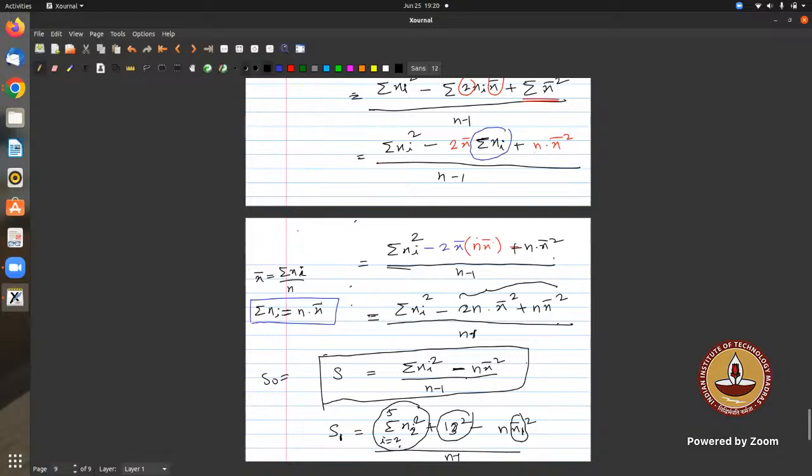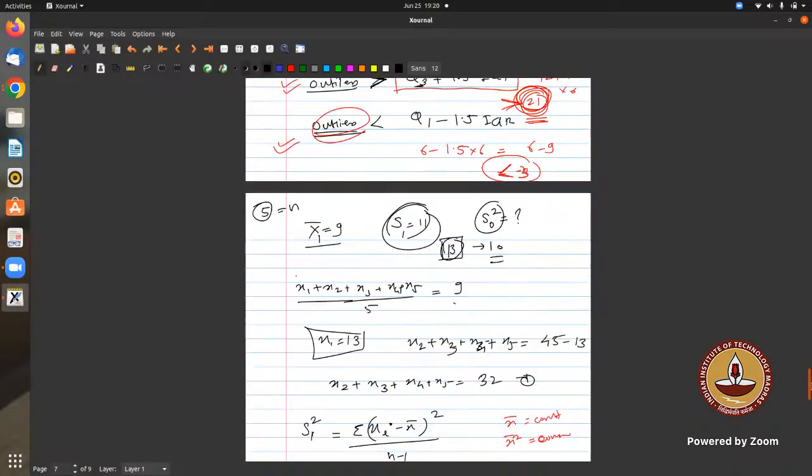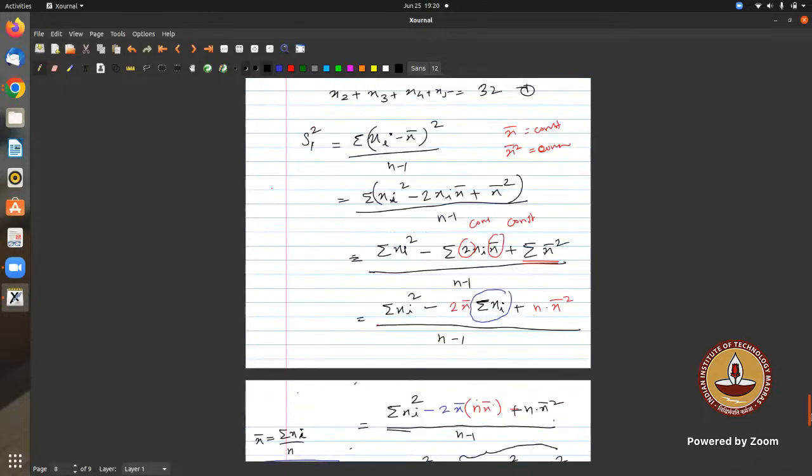Since it is a graded assignment problem, I'm not going to answer this as of now. Once the deadline is over, you have to use this equation and this one and which one? This.